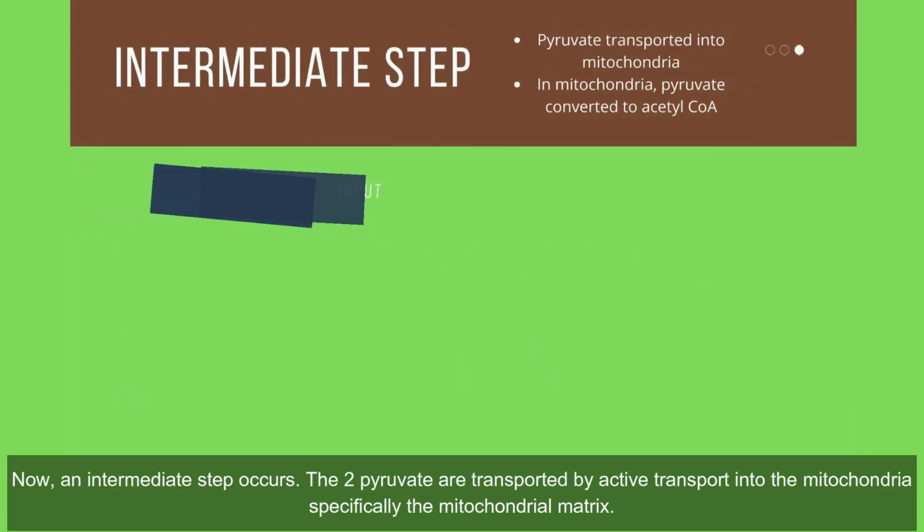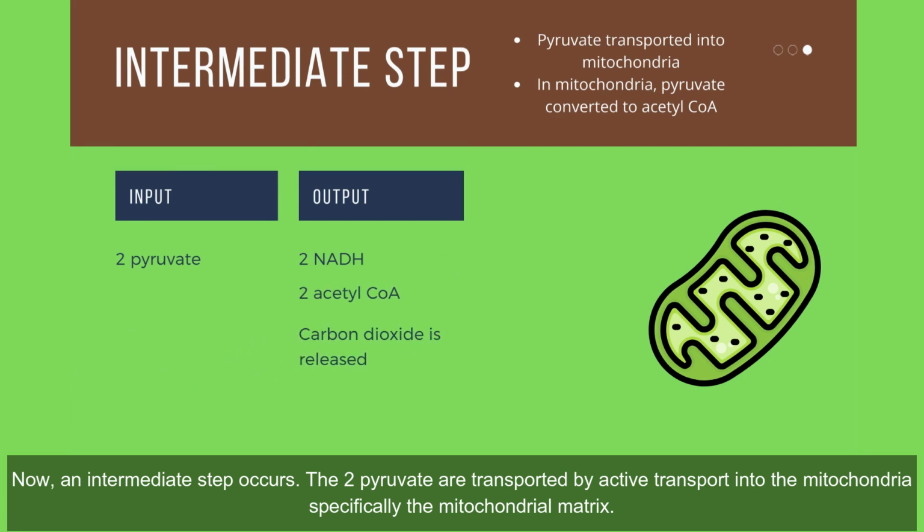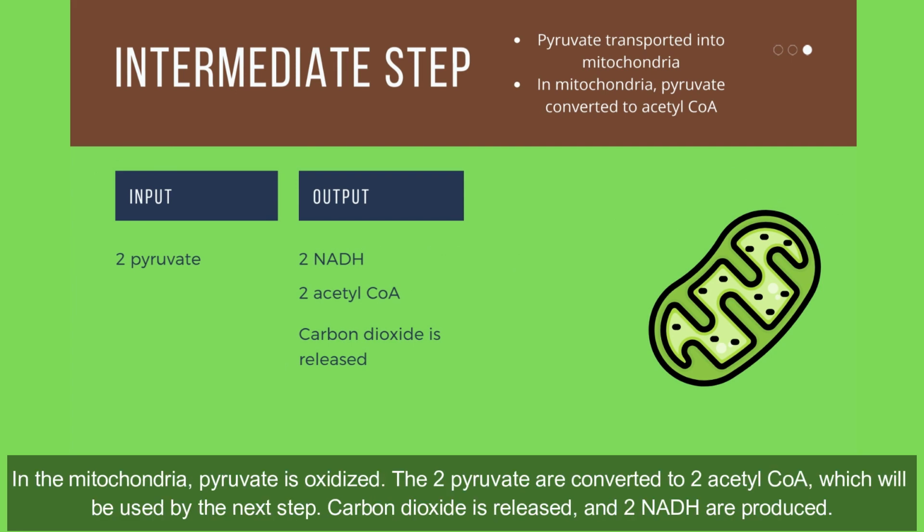Now, an intermediate step occurs. The 2 pyruvate are transported by active transport into the mitochondria, specifically the mitochondrial matrix. In the mitochondria, pyruvate is oxidized, then the 2 pyruvate are converted into 2 acetyl-CoA, which will be used by the next step. In this step, carbon dioxide is released and 2 NADH are produced.